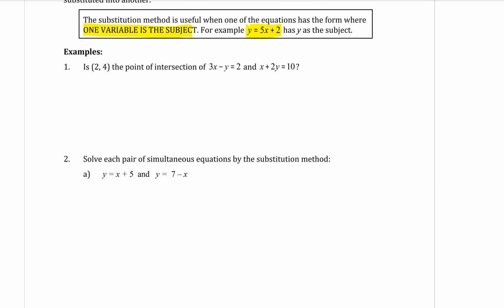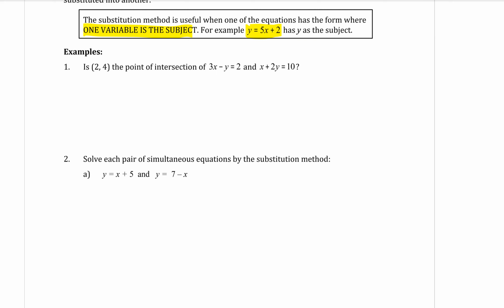Example 1. Is the point (2, 4) the point of intersection of 3x minus y equals 2 and x plus 2y equals 10? Now, we could use the substitution method. I'm going to use that for all the rest of the questions. For this question, because I've given you a point, there is another option. You could substitute that point into the equations and see if both of those lines go through that point.